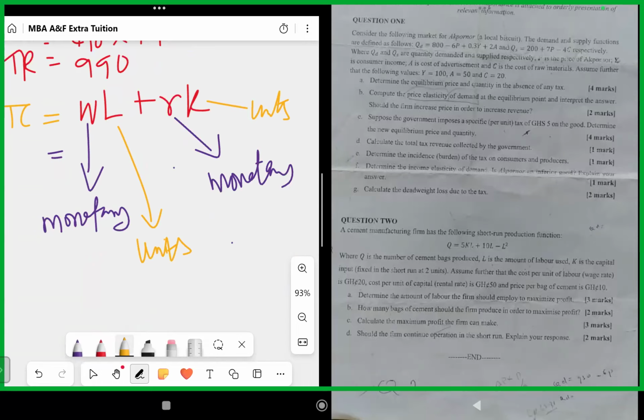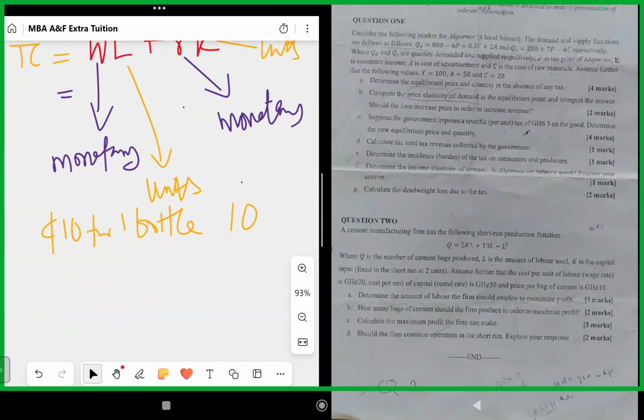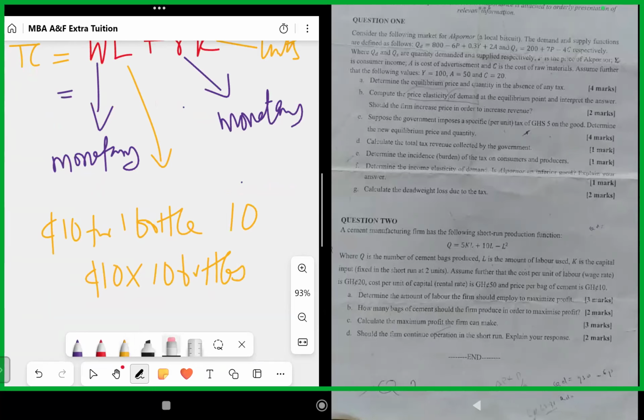And I'm saying this because if I'm buying one bottle of water for 10 cedis, and I buy 10 bottles, madam, how much would that be? 100. Good. And I know you did it this way to get it: 10 cedis monetary times 10 bottles units, right? Yes. It's the same concept I'm applying up there, so that you don't forget it.